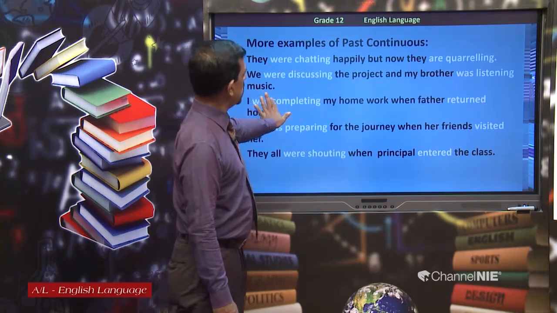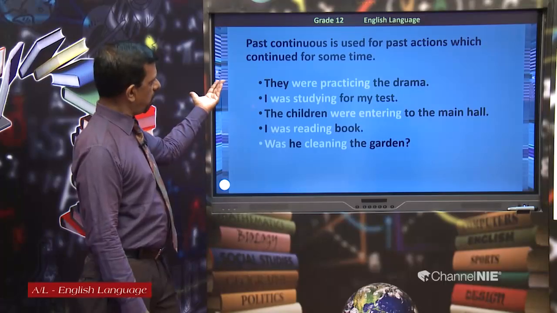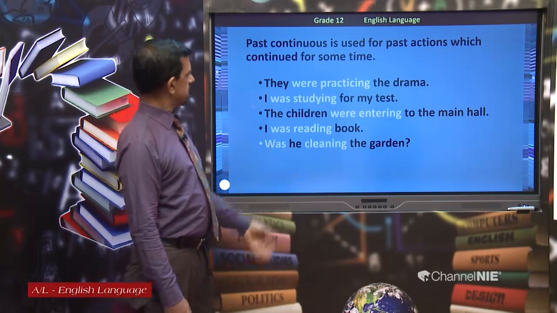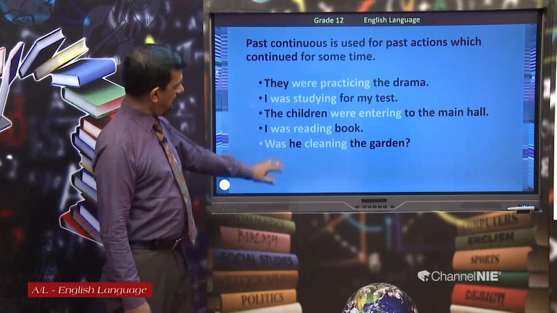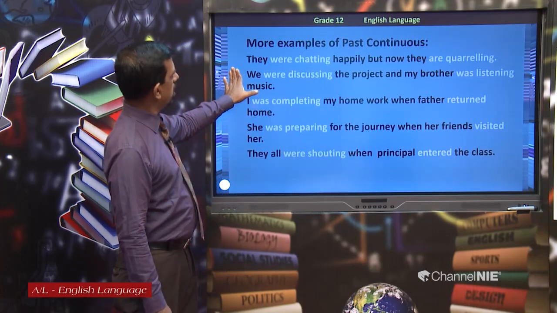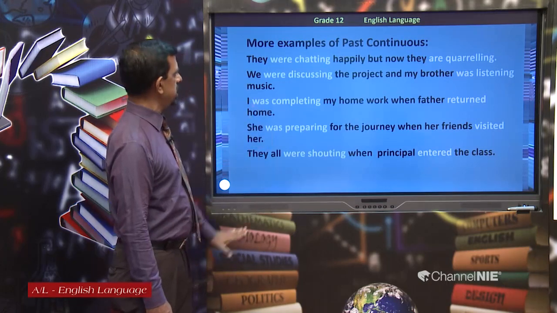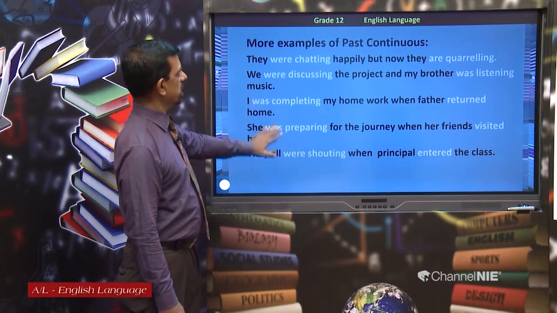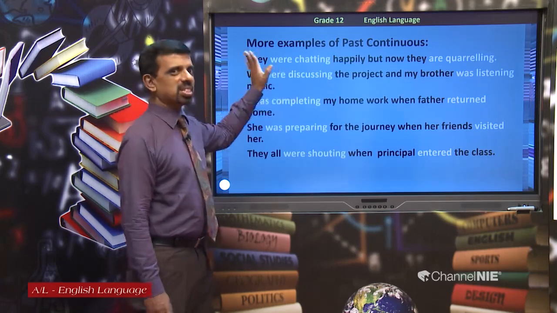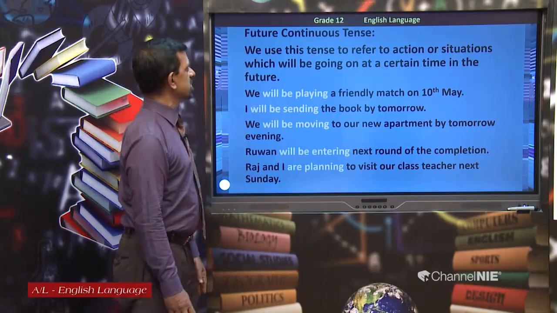So we looked at how past continuous is used in sentences. They were practicing, as simply as that, were practicing, were studying, were entering, was reading, and in the question one, was he cleaning? And then they were chatting, were discussing, was completing, was preparing, was shouting. So what is left now? We did past continuous also. Let's go to the next, future continuous tense.